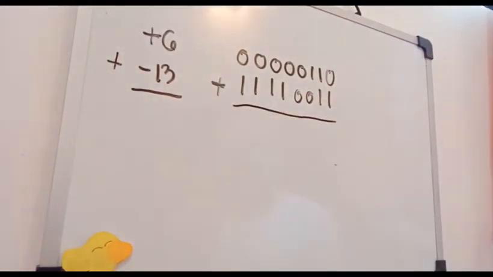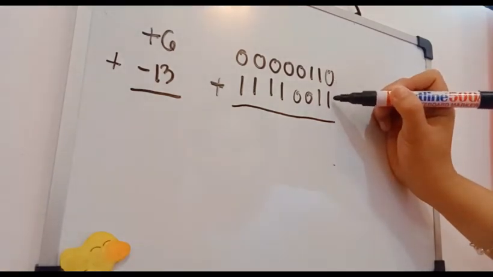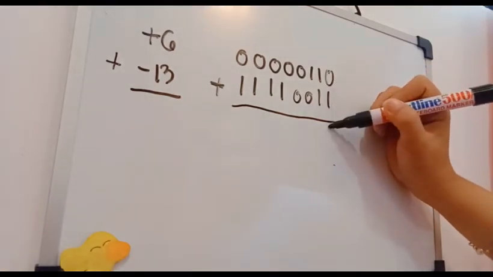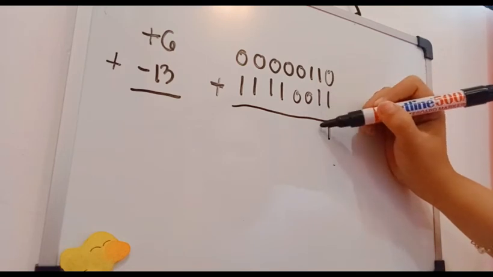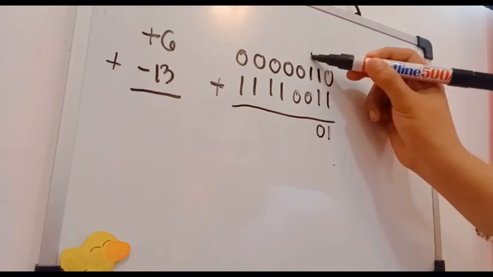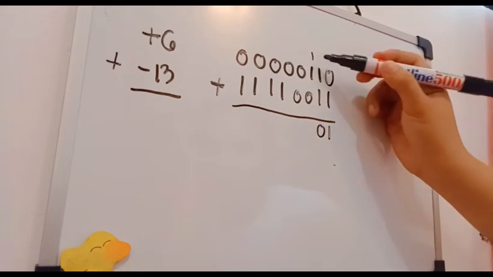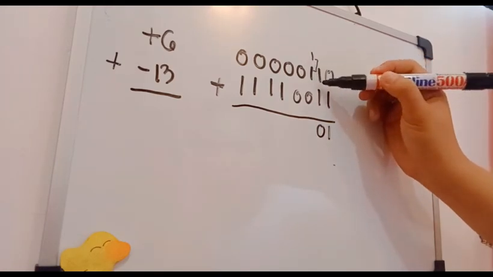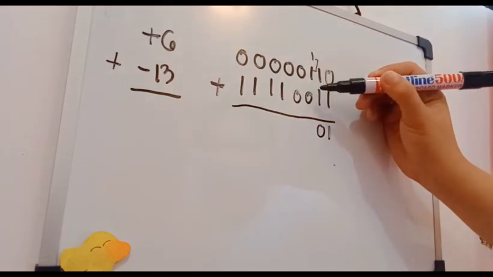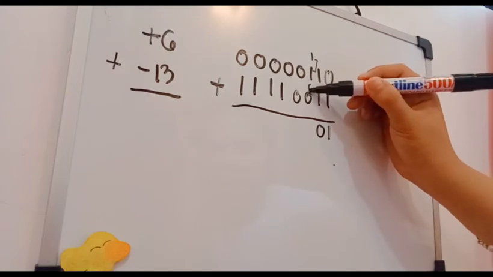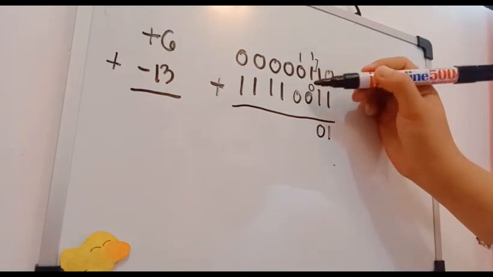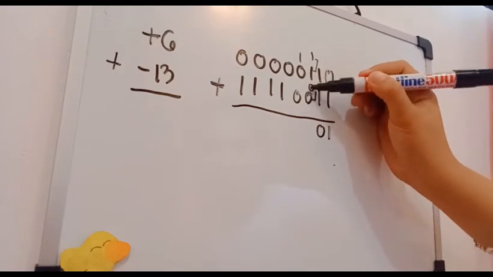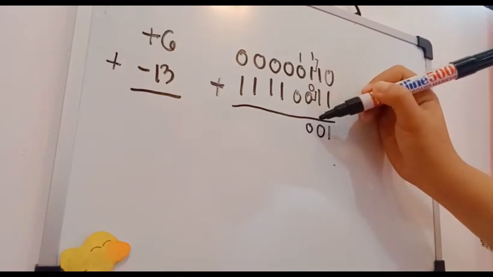Okay. So 0 plus 1 is equal to 1. And then 1 plus 1 is equal to 10. Sum is 0, carry 1 to the next column. Then add 1 plus 1 is equal to 10. Sum is 0, so ilagay natin siya dyan. And then carry 1 to the next column. Add muna natin to. 0 plus 0 is equal to 0.